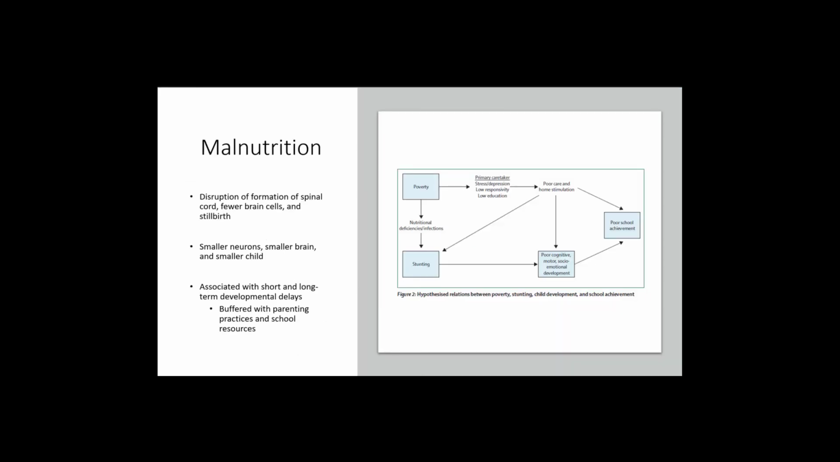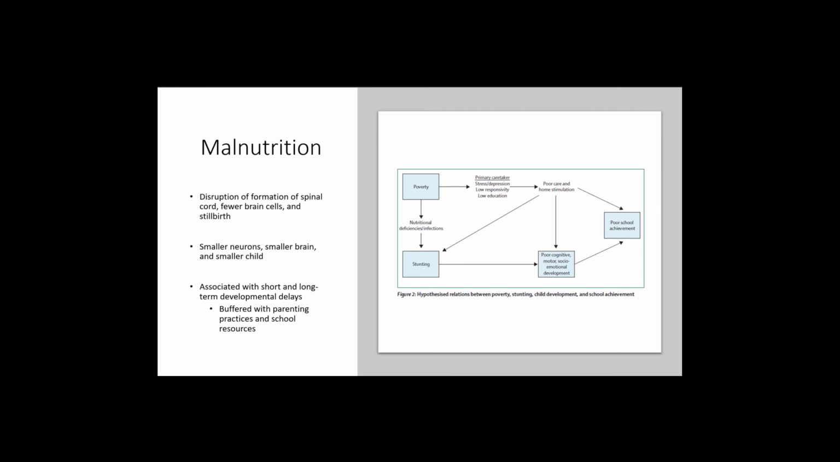Malnutrition: disruption of formation of the spinal cord, fewer brain cells, stillbirth, smaller neurons, smaller brain, smaller child, associated with short and long-term developmental delays. So malnutrition, not good for you. But it is buffered, and I'm going to go into buffers more, but what that means is it's a protective factor. So the idea is there's a stressor, and then you have a shield. And that shield, that protection, that buffer can be a parent, a school, a political policy, etc.